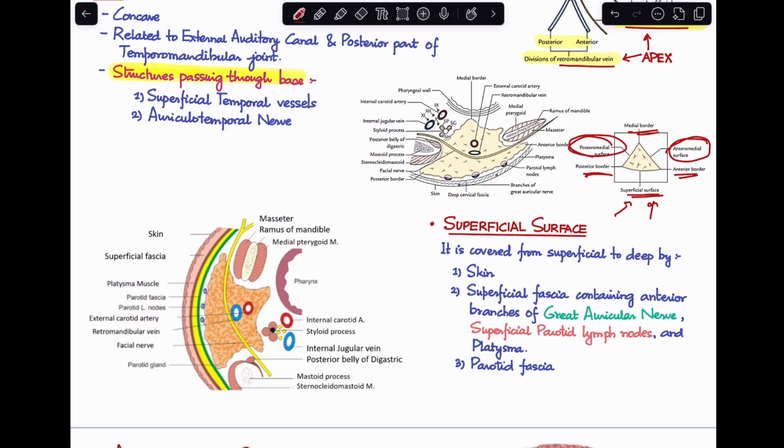So starting with superficial surface, going superficial to deep, what are the structures that you will be seeing? If you see in the left side image over here, it is covered from superficial to deep. The first layer is skin. Second layer is superficial fascia. Now, this superficial fascia contains anterior branches of the great auricular nerve and superficial parotid lymph nodes as well as the platysma muscle. Third is the parotid fascia. So, all of these structures together are the relations on the superficial surface of the parotid gland.